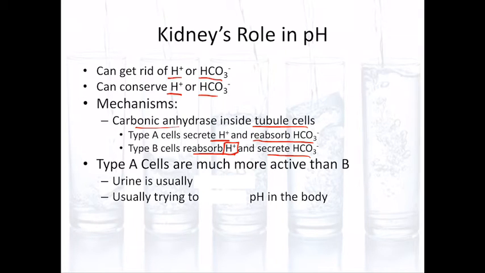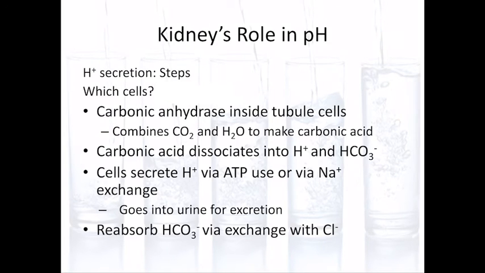Okay, so the type A cells are much more active, much more common, because urine's usually acidic, because most of the metabolic waste products are acidic. So we're usually trying to increase pH of the body to make sure it doesn't get too acidic. So the steps of this in one of these cells: first of all, we're talking about type A cells here. I don't have a slide like this for the type B cells, but it would be just kind of the reverse of the reactions.